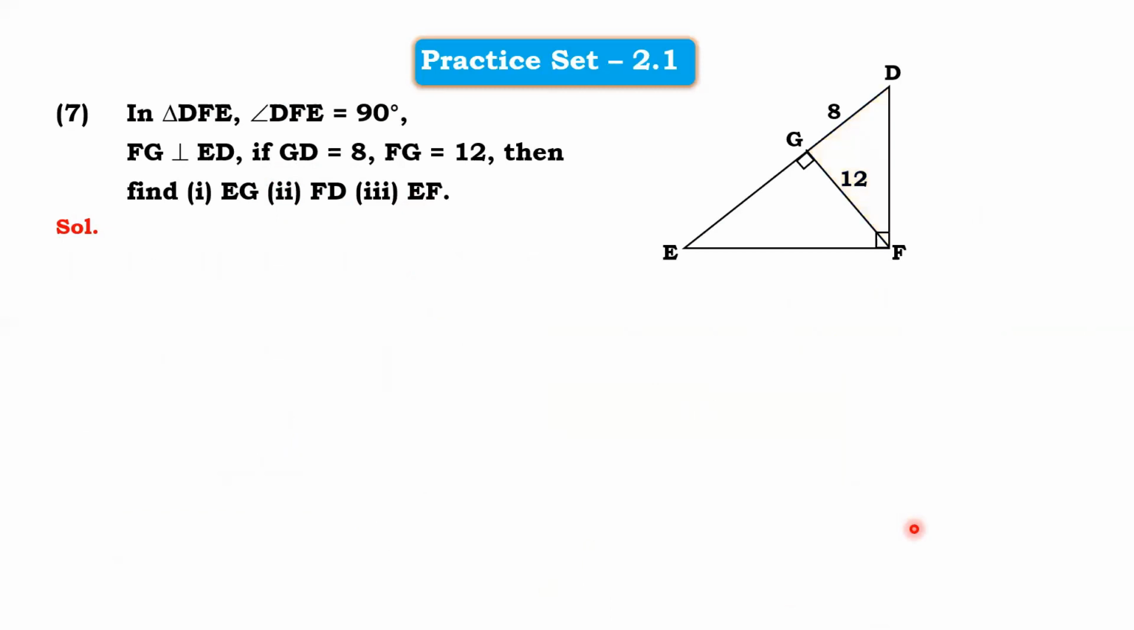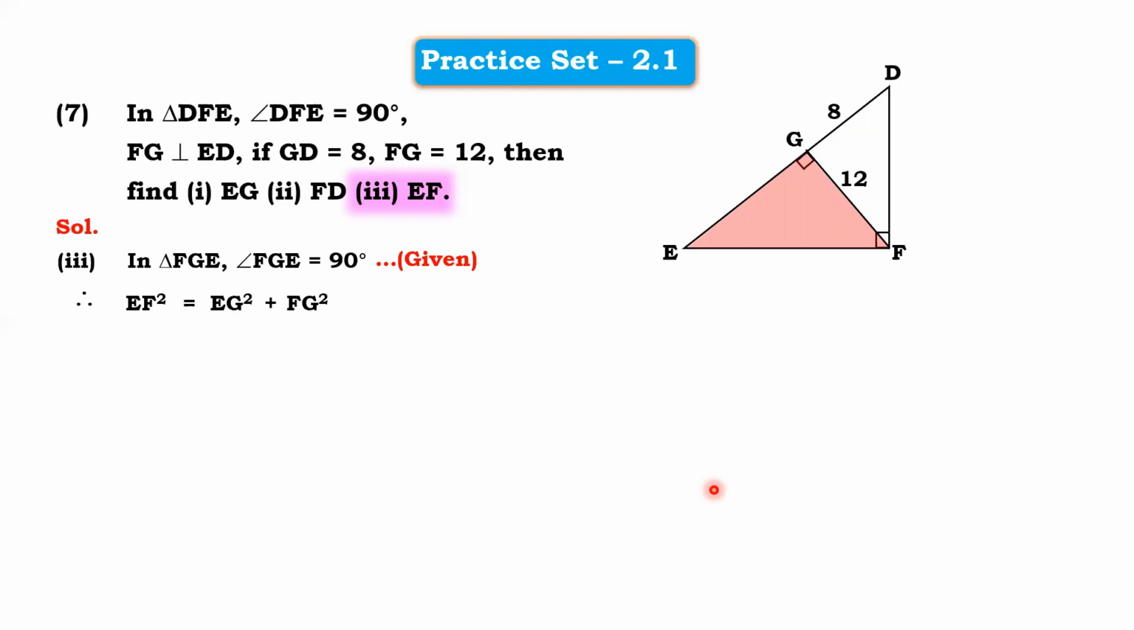Now EF belongs to which small right angle triangle? We all know EF belongs to right angle triangle EGF or FGE we can say. So in this triangle, angle G is 90 degree we know. So in triangle FGE, angle G is 90 degree given. So here also we can use Pythagoras theorem because it is a right angle triangle. So this is angle G 90 degree. So opposite to 90 degree, EF is the hypotenuse. So we can say EF square is equal to EG square plus GF square.